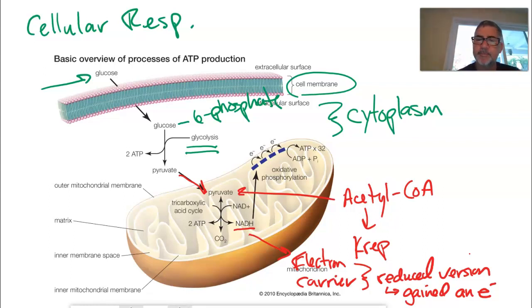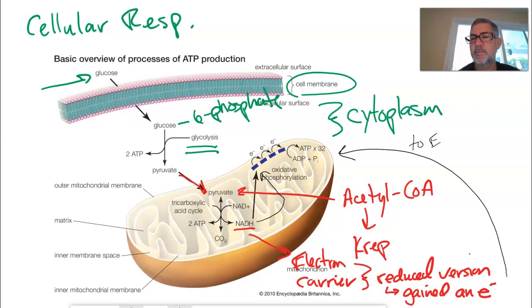Now all this has happened, my electron carriers here will be brought up to the ETS, or ETC, sorry. They're brought up to the ETC. Remember, that's the electron transport chain. And through a series of redox reactions, right?